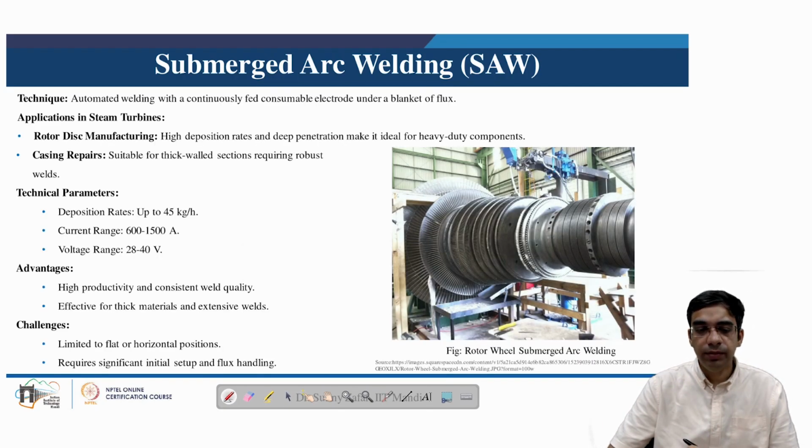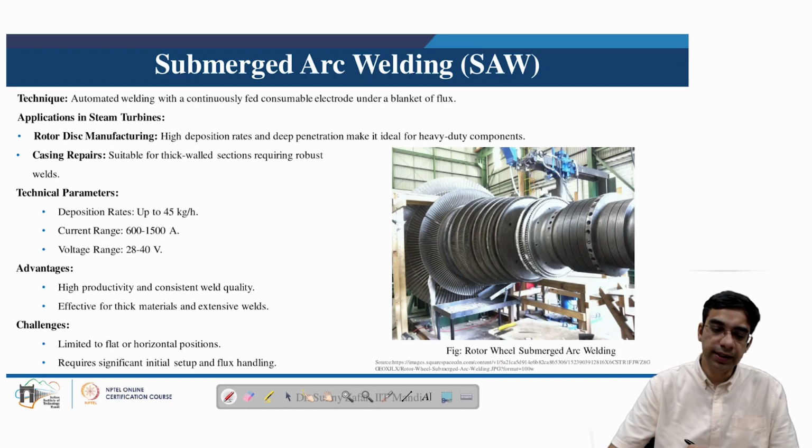So in case of steam turbines, the submerged arc welding process is used for automated welding with a continuously fed consumable electrode under a blanket of granular flux. Rotor disc manufacturing with high deposition rate and deep penetration make it ideal for heavy duty components. Casing repairs, especially for thick walled sections, require robust welds which are done using submerged arc welding.